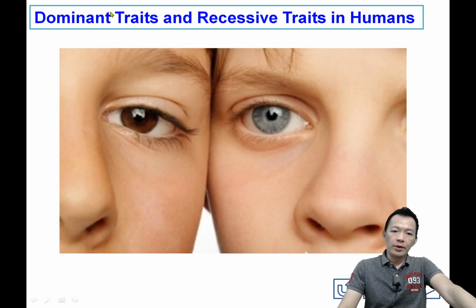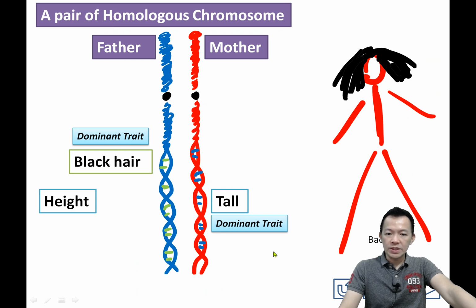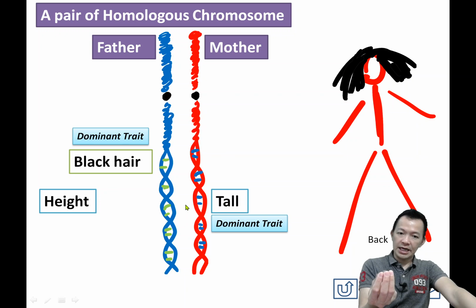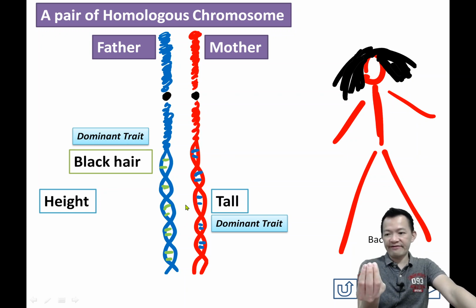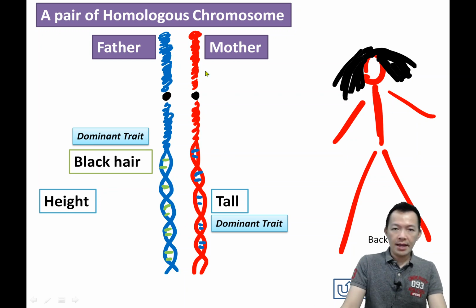Our next title will be dominant trait and recessive trait in humans. Dominant, recessive, these are the two words we mentioned just now. Later we will explain their differences. What is meant by dominant trait? The strong one. What is meant by recessive? The one that is covered and not strong. Next title.